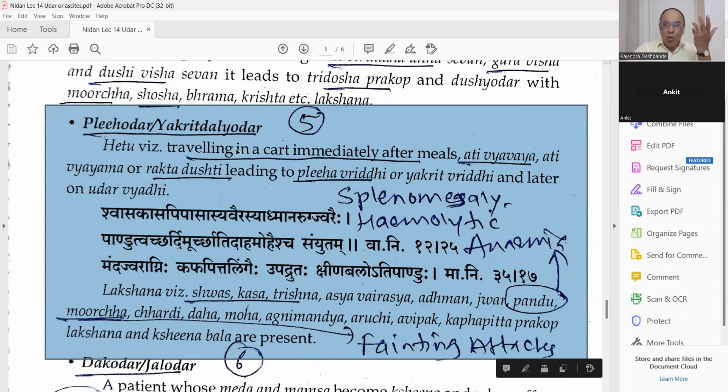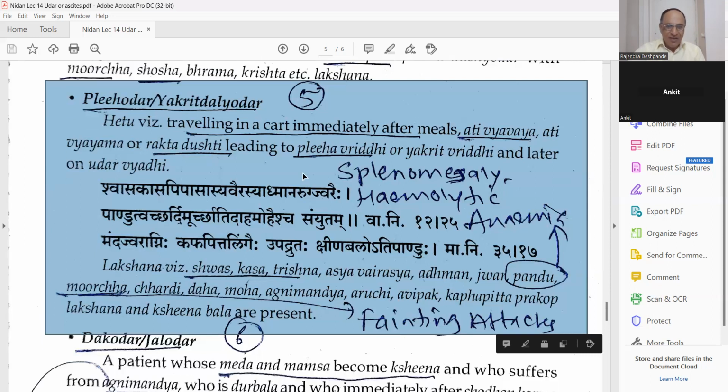Why? Ayurveda has its own specific concept of diagnosis: traveling in a cart immediately after a meal. That means moving around immediately after food can disturb the digestion process. Remember, ati vyavaya, excessive sexual activity, then there will be raktadushti, and as I have told you, Pliha is related with RBC destruction. So that is raktadushti, an anemic condition. Hemolytic anemia, splenomegaly.